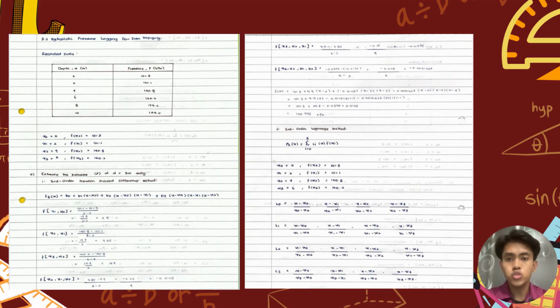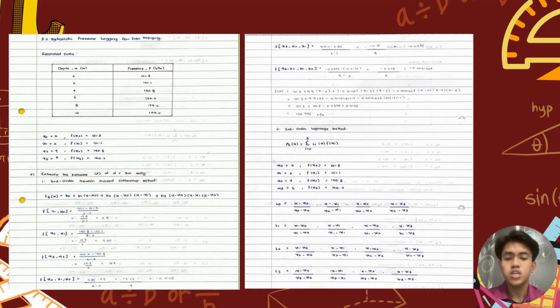Next, I also use the third order Lagrange interpolation method to verify the answer. The same four data points were used. In this method, each Lagrange basis function was multiplied with its corresponding pressure value. After substituting x equals 3, the final pressure value obtained was also 130.975. From both methods, the estimated pressure at depth 3 is the same, which shows that the interpolation was done correctly.